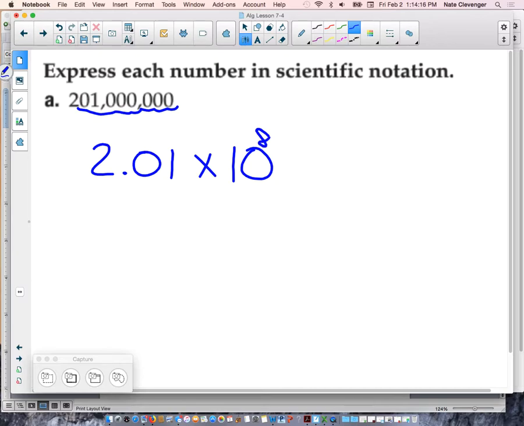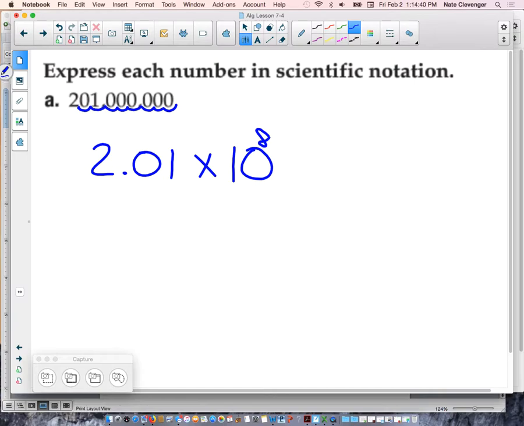Wait, why would it be 6? Because there's like 6 zeros. Well, we're not just counting the zeros. It's a good question. We're not just counting the zeros. We're counting the place value that the decimal moved from. Okay, so think of money. The decimal's at the end of this if this is money, right? 1, 2, 3, 4, 5, 6, 7, 8 number places.